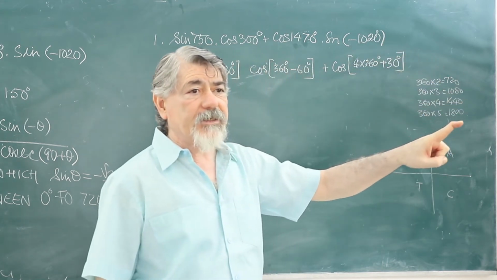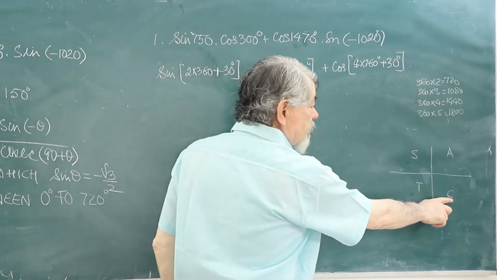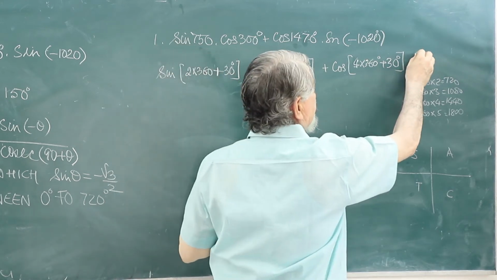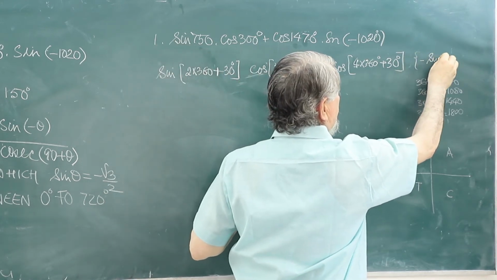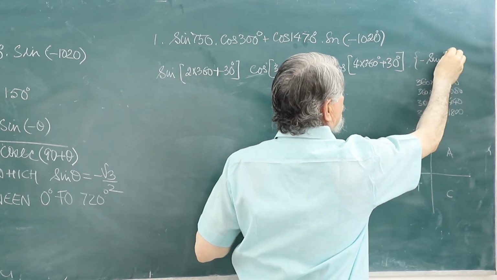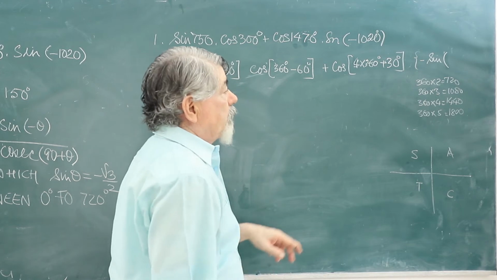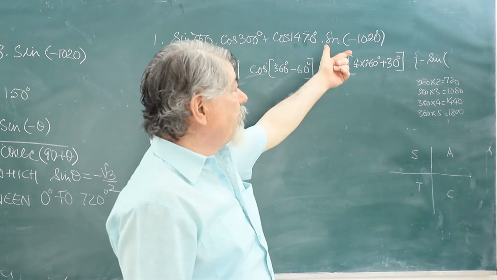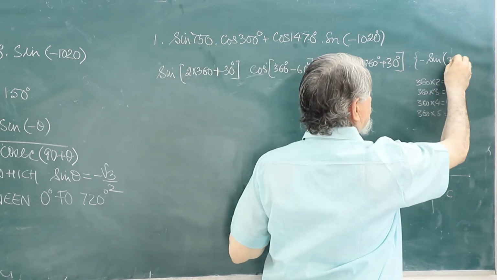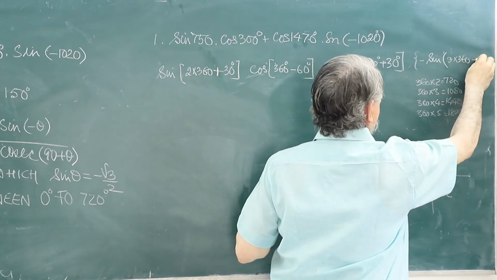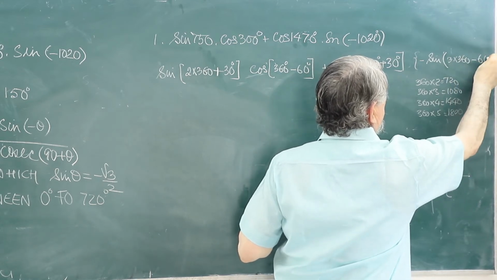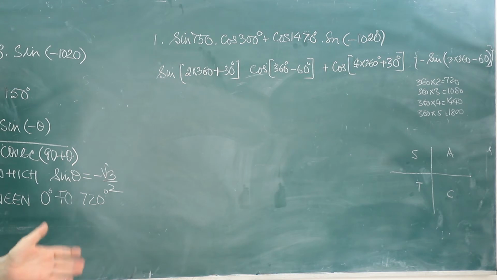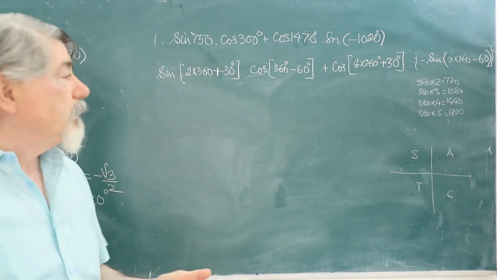And the fourth quadrant also will have the same, like sine minus theta, cos minus theta. Here only cos and sec are positive. So sine minus theta will be minus sine theta. So it will become minus sine, and 1020 will be how much? I can do 1080 minus 60, then I'll get 1020. So 3 into 360 minus 60. So I have got every angle in terms of 360 into something plus or minus.